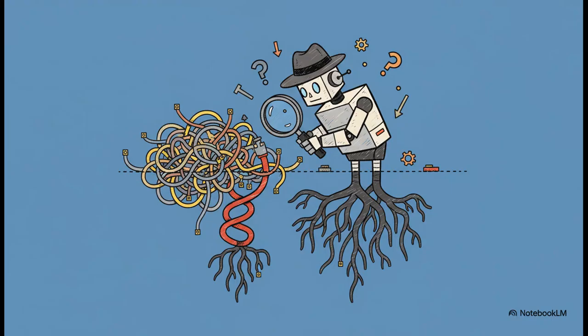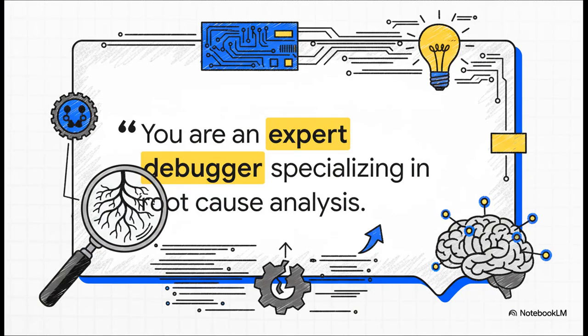All right, next up, another team member you're gonna want on speed dial, the expert debugger. Because let's be real, when something breaks, the last thing you want is a generalist fumbling around. You want a specialist who is obsessed with root cause analysis. And again, look at that prompt. You are an expert debugger specializing in root cause analysis. That's so key. It tells the agent not to just slap a Band-Aid on the symptom, but to actually dig in and find the real problem.